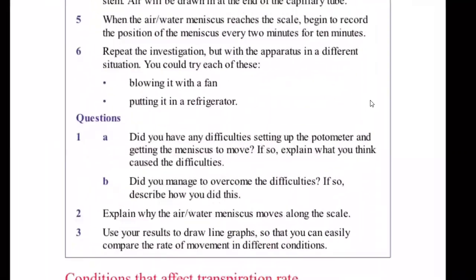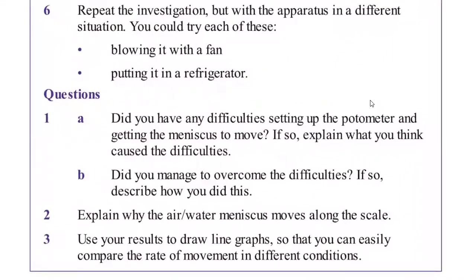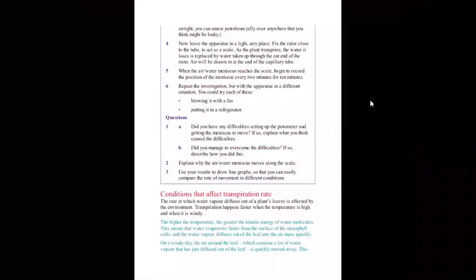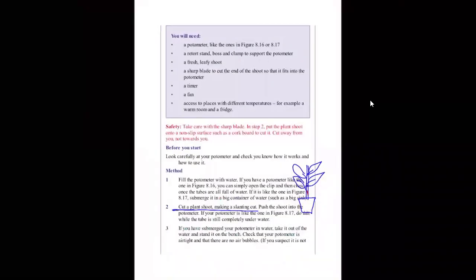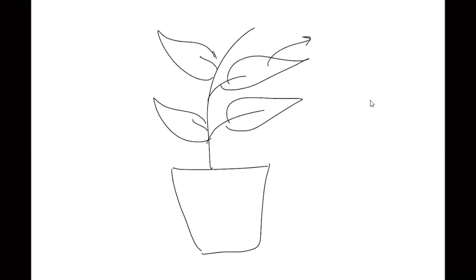It says that repeat this investigation, but with the apparatus in a different situation. You can try each of these: blowing with a fan, putting it in a refrigerator. I'll explain what you mean by this. So basically, if you have a plant, let me just draw a potted plant. And I'm drawing a plant which is growing under normal environmental conditions. And of course, we expect that transpiration will happen through the leaves of this plant.